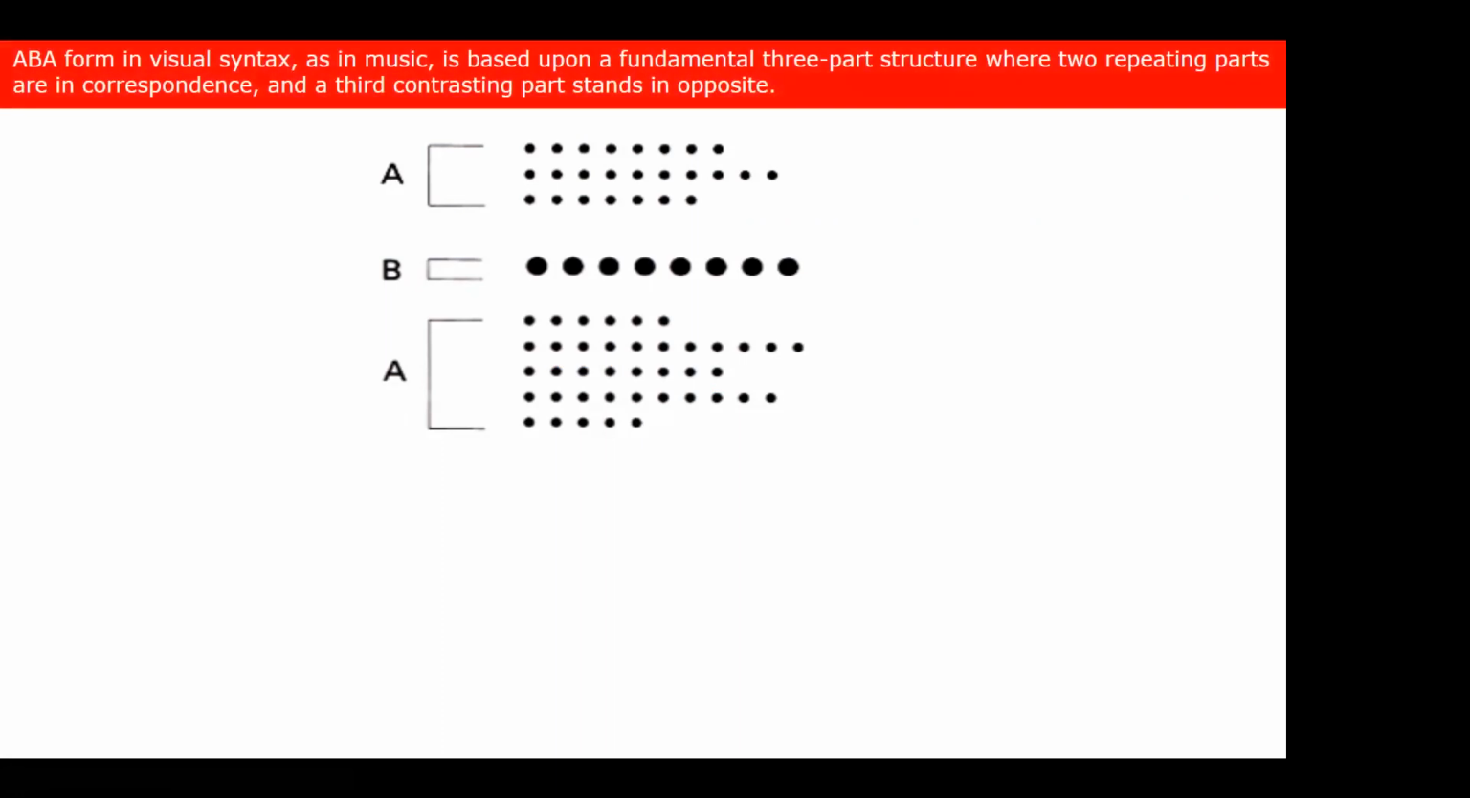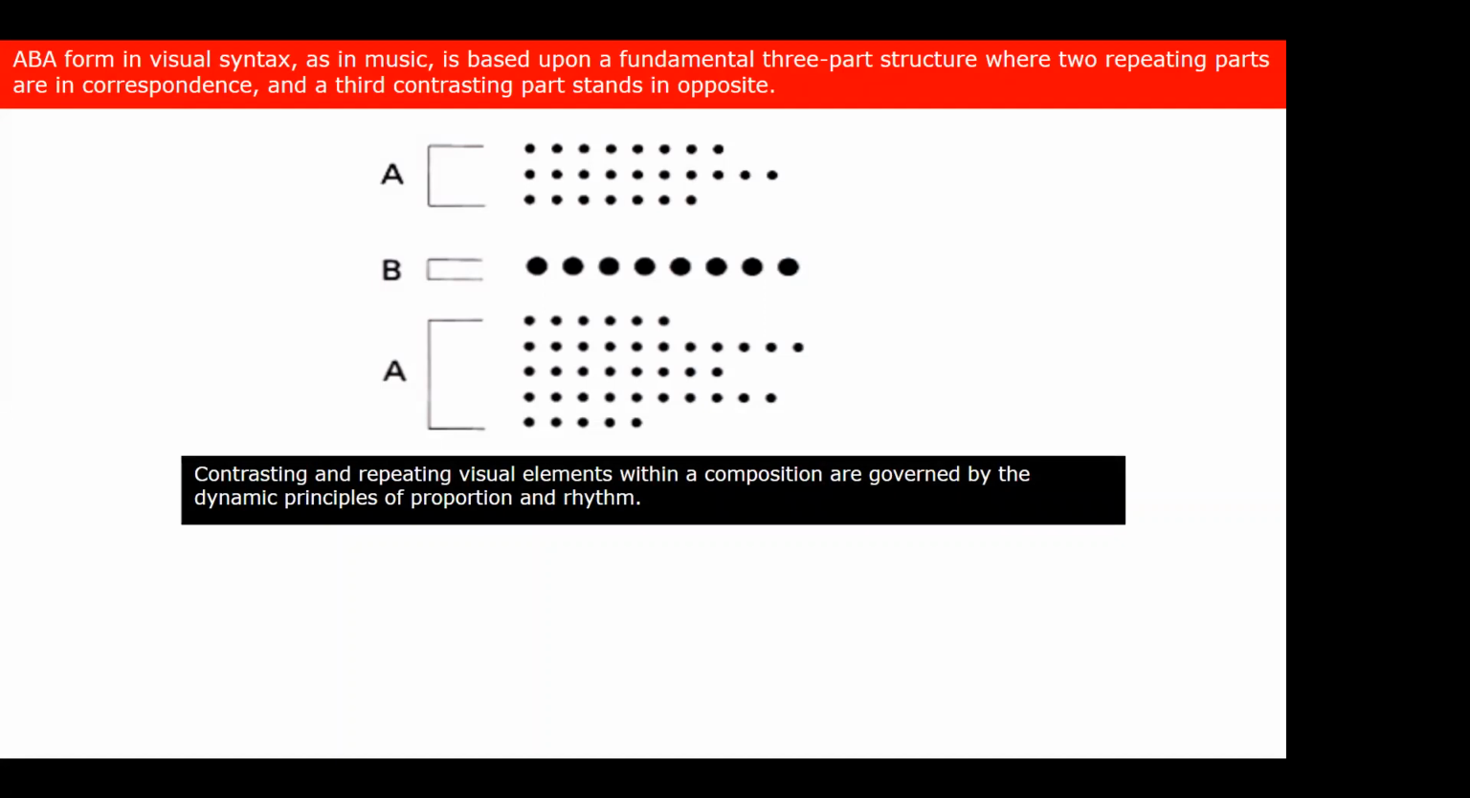This is ABA form. ABA form is a visual syntax, as in music, based upon a fundamental three-part structure, where the two repeating parts are in correspondence, and a third contrasting part stands in opposition. So you can see that the A and the A are very similar or even very close patterns of the element, while the middle B is a contrast composed upon both of the A and the A. That is A, B, and A. The two A's are similar. The middle B is in contrast to these two similar A's.